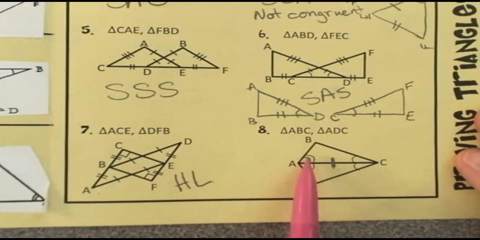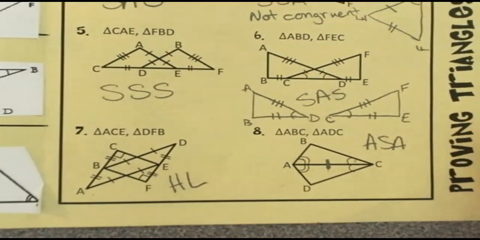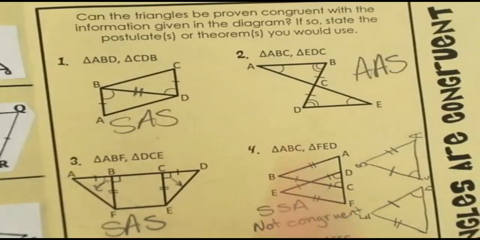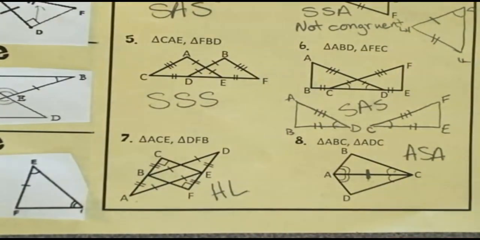Here's my side. It touches this angle and that angle. So that is what tells you that it's ASA. It would be angle, angle, side if it was like this one, where the side is opposite one of the angles. All right, that is all.